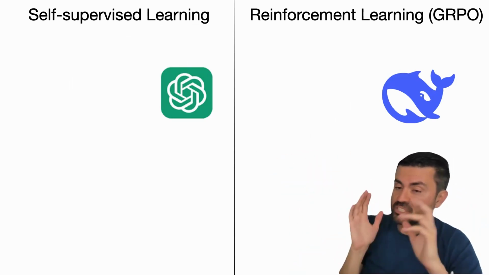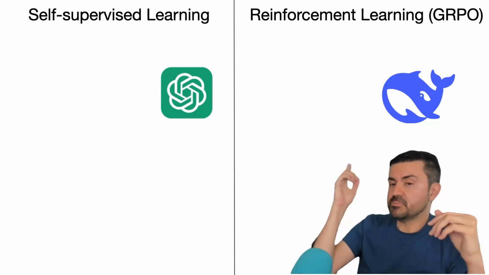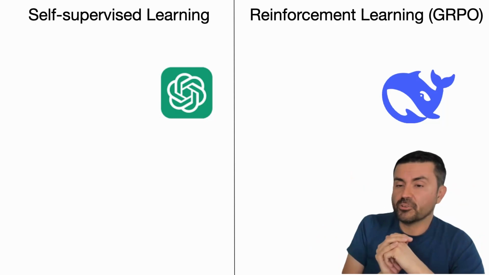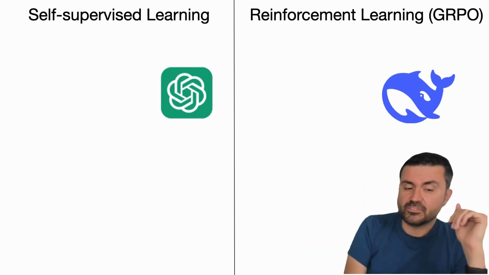Self-supervised learning is what ChatGPT originally used to train the reasoning models. And then DeepSeek knocked it out of the park by introducing reinforcement learning, and now they use a combination of things. But let me show you self-supervised learning.